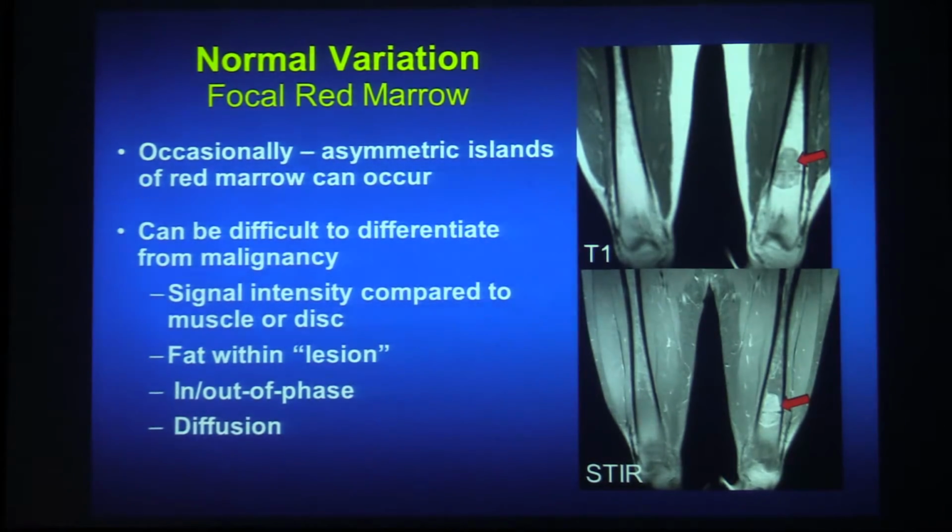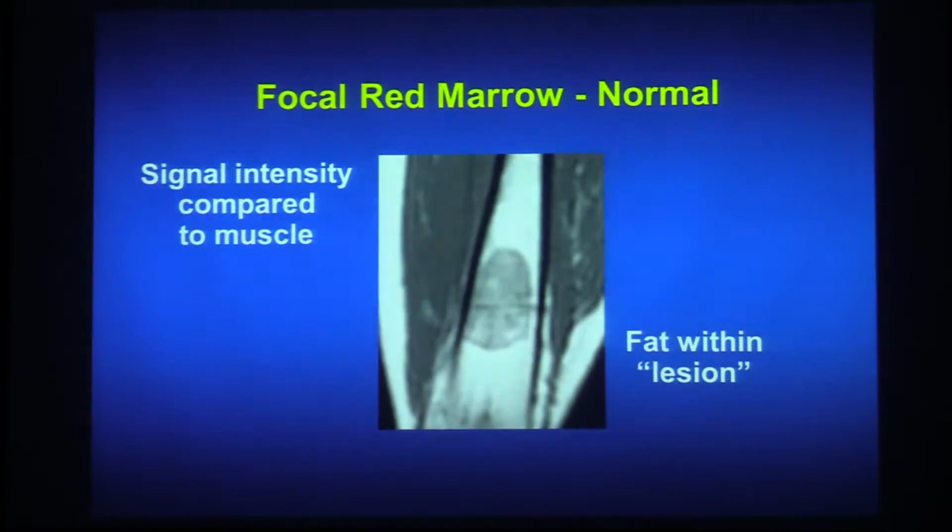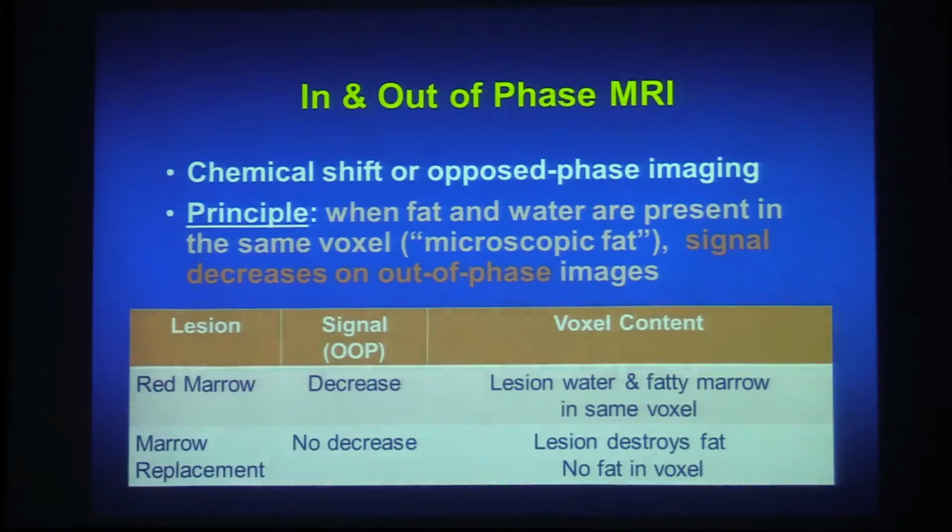And in a minute we'll be talking about the use of in and out of phase MR sequences to evaluate marrow. And we haven't talked about it yet, it'll come at the end, but some people propose using diffusion imaging to evaluate marrow. So here's a close-up of that same patient. We're looking for signal intensity compared to muscle. It's hyperintense compared to muscle, so we're thinking red marrow. And in this case, we can actually see foci of fat within the lesion, so that's very suggestive of red marrow.